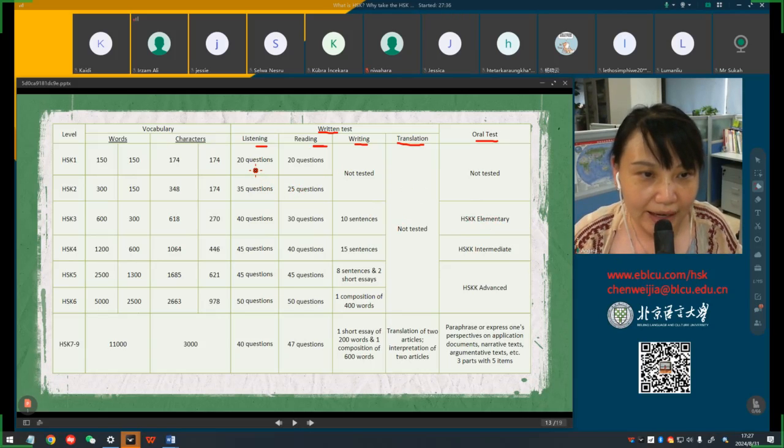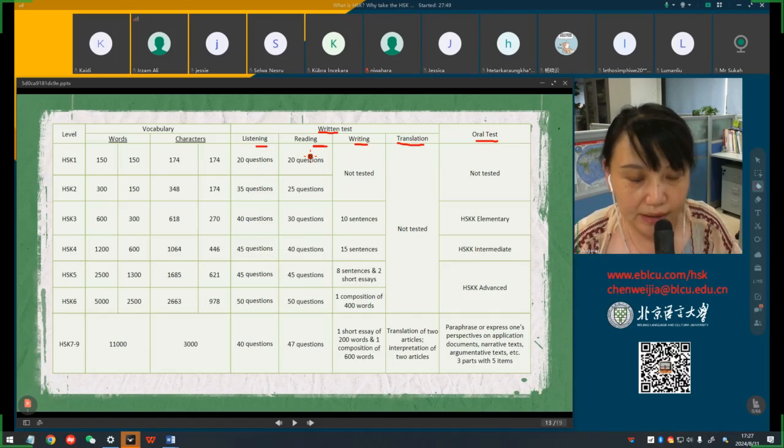So they have different questions for the listening and reading parts. For HSK 1 to 6, all of the listening and reading parts are multiple choice or true or false. You don't need to answer the question with a long sentence or anything.